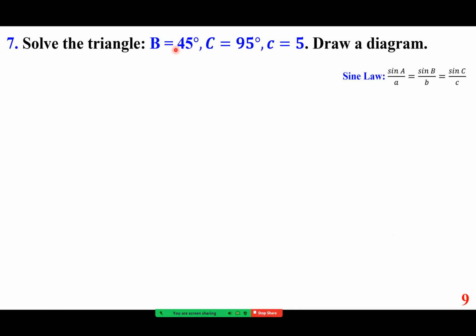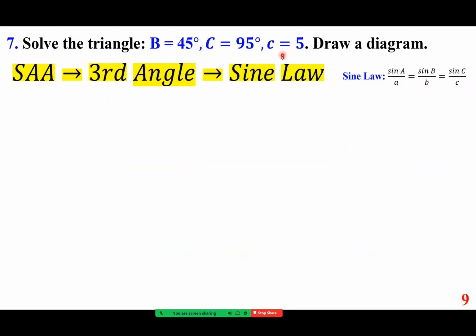We are given B and C, two angles and one side. Side, angle, angle. Obviously, we can easily get to the third angle. So again, we do some drawing. Again, class, it doesn't have to be to scale. This is just to show you what we have, and it may be completely off. But we have the three angles. We have the side C equals 5.